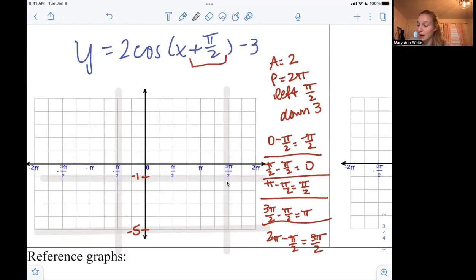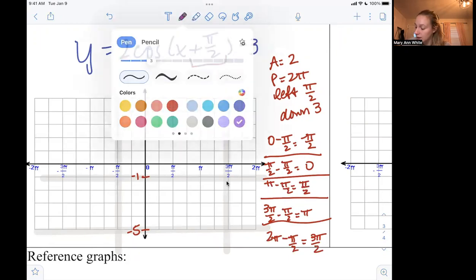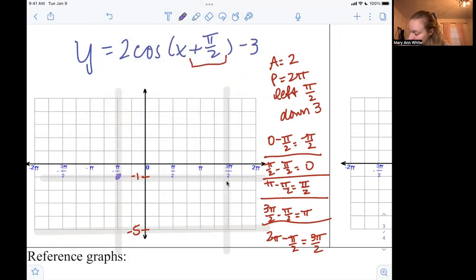And now that I have my box, you just graph your cosine in there. My highest point is first and last, my lowest point is down the middle, and then my second and fourth points go through the center of the graph. Normally that's 0, but now since my graph is shifted down, it's -3.